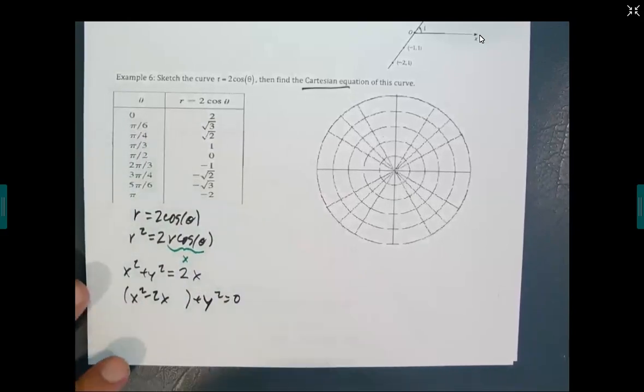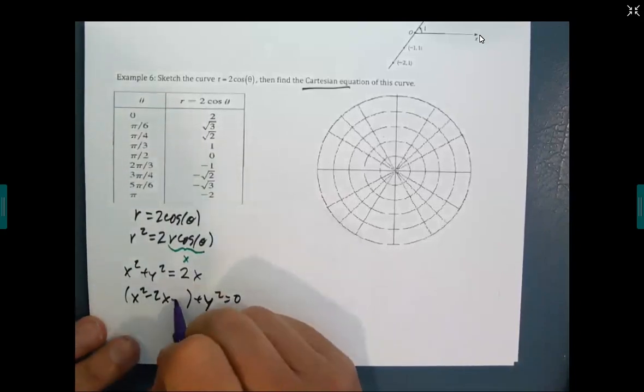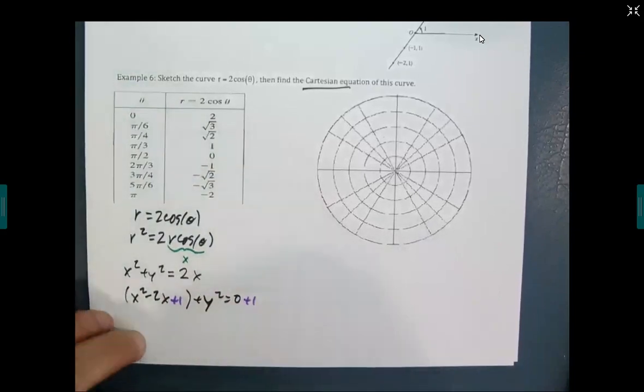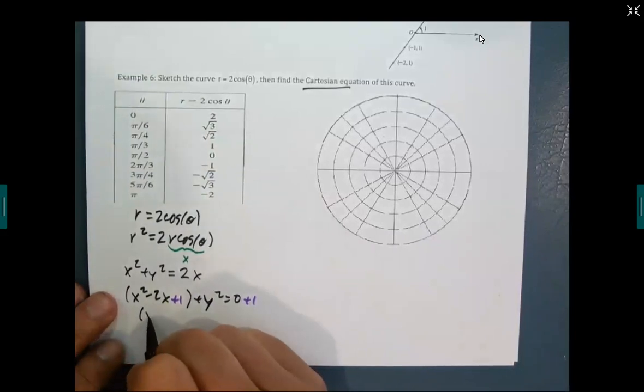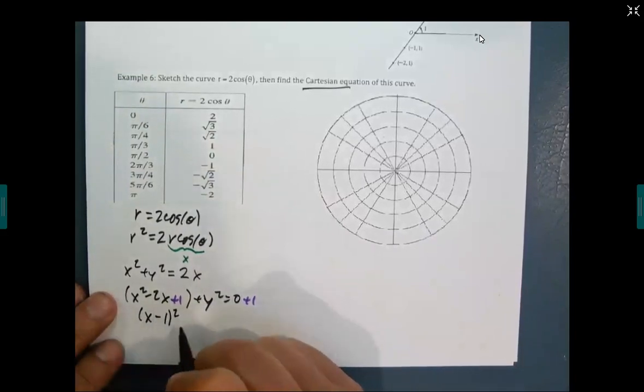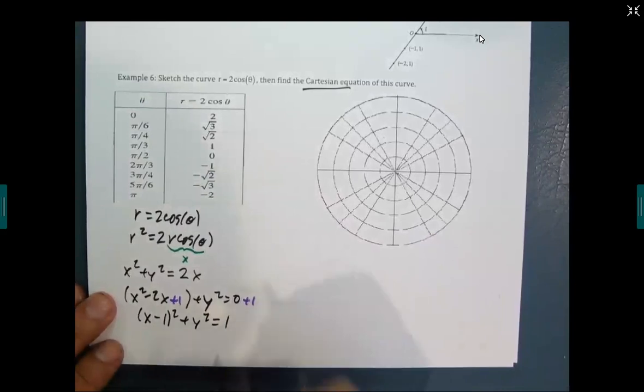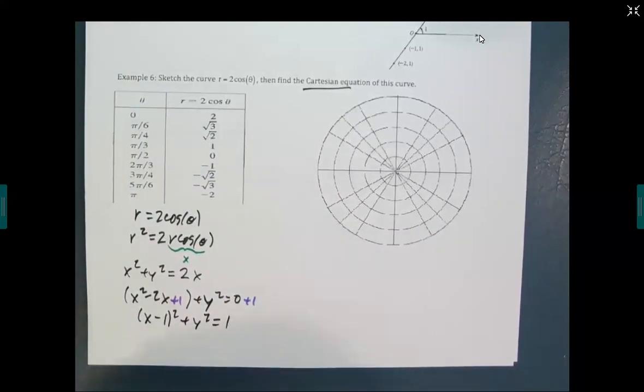And I'm going to go ahead and complete the square. Take the 2, cut it in half, add it to both sides. So that's going to be +1, +1. So this factors into x minus 1 squared plus y squared equals 1. So this is a circle centered at the point (1, 0).